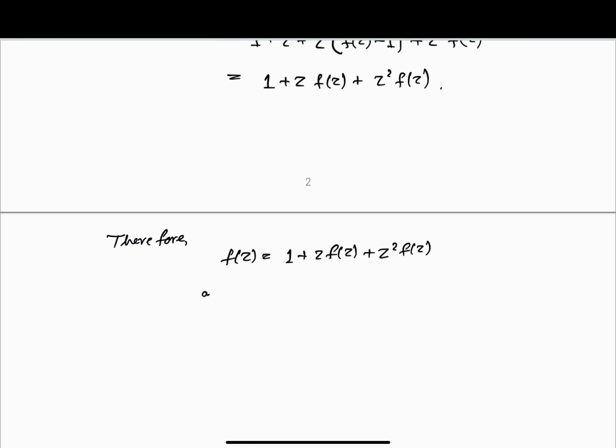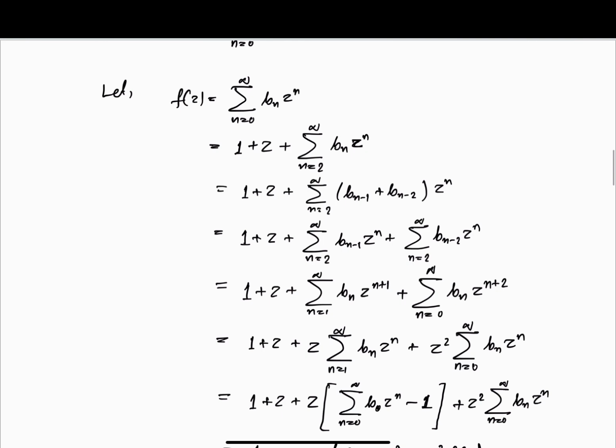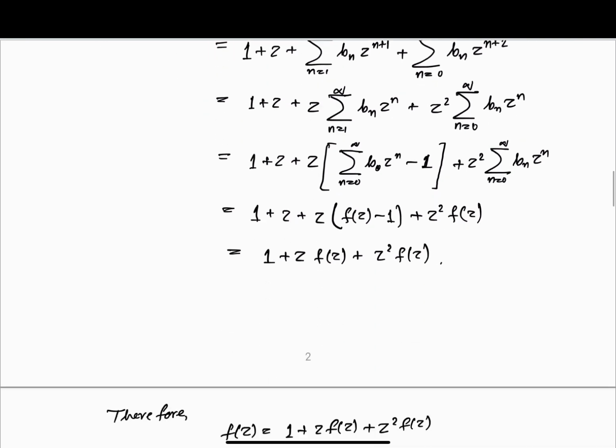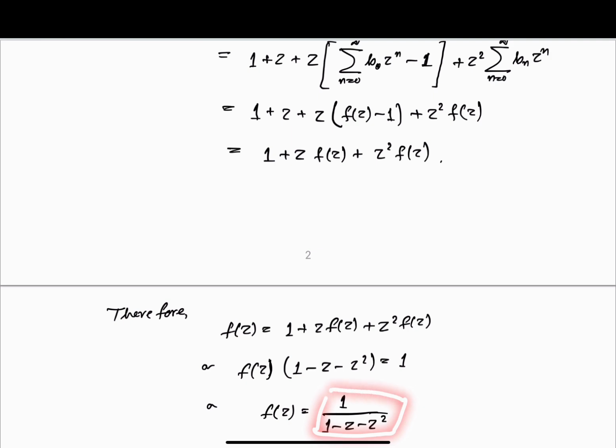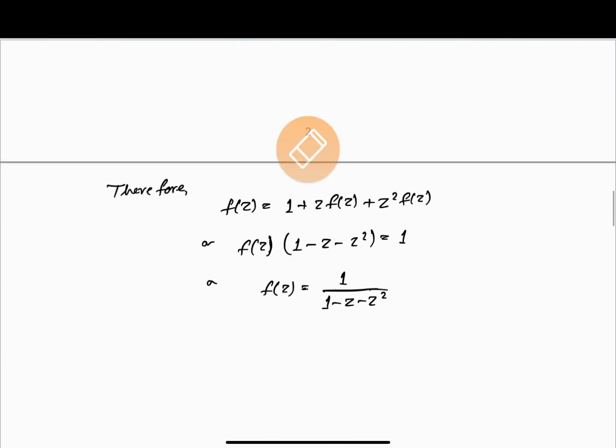Now take f(z) on one side. So f(z) times (1 minus z minus z square) equals 1, or f(z) is 1 by 1 minus z minus z square. So what we have seen is that this series is basically this analytic function, 1 by 1 minus z minus z square.